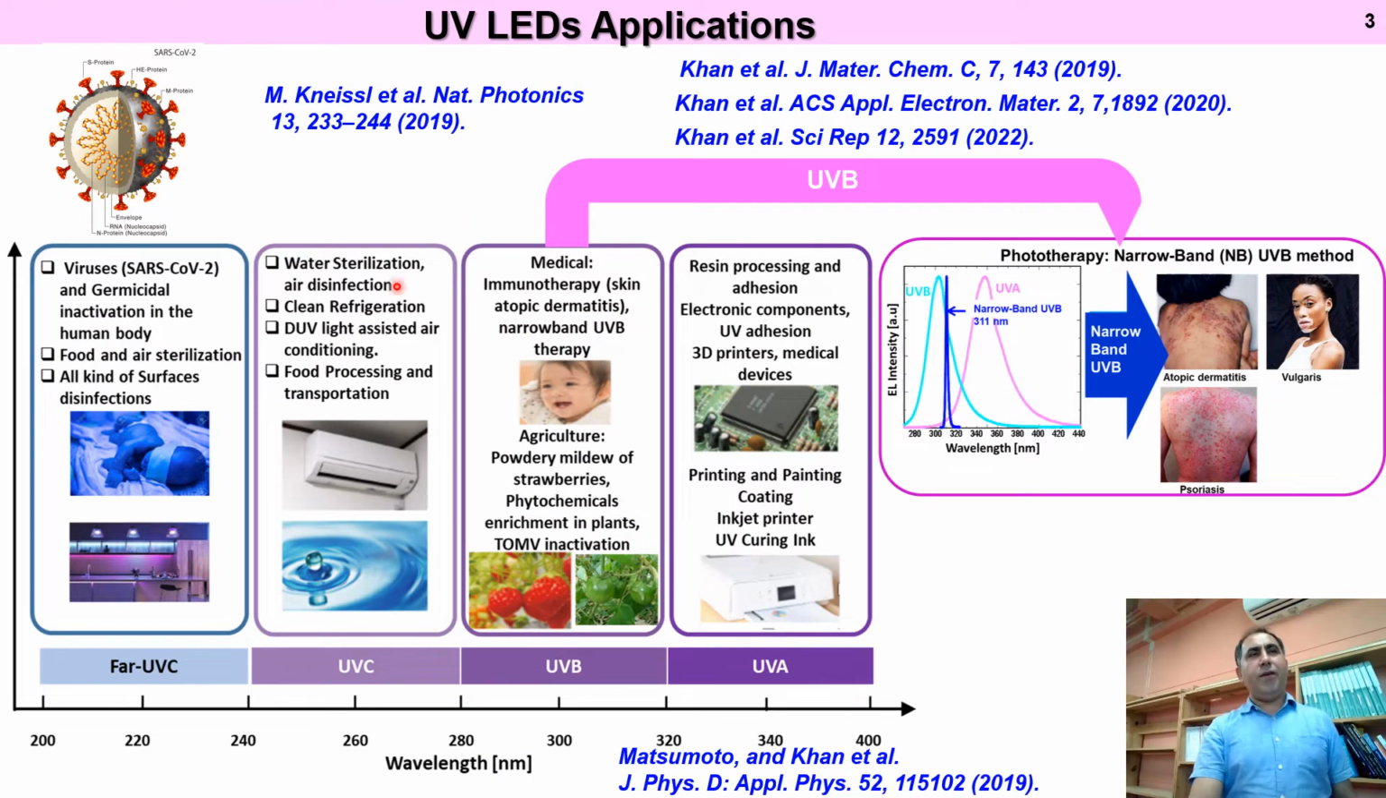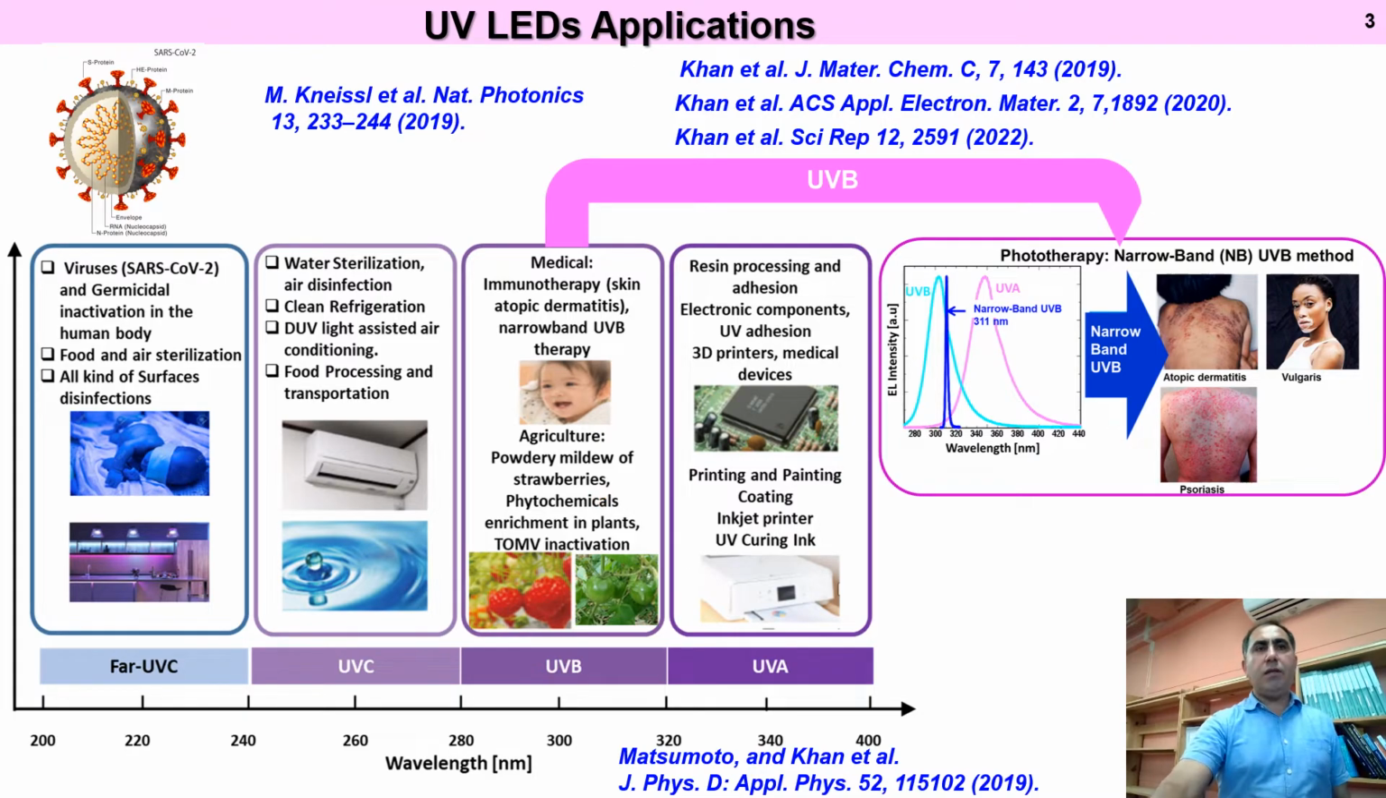UV LEDs have a lot of applications, and you can see them for UVC, UVB and UVA. But today I will just focus on UVB. UVB can be used for immunotherapy, like atopic dermatitis, and for skin diseases like vitiligo and psoriasis. We need a narrow-band UVB LED at 310 nanometer for such applications.